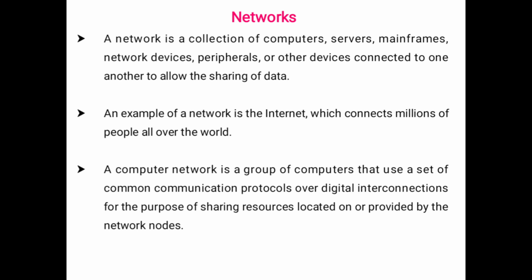So the next one is a network. A network is a collection of computers, servers, mainframes, network devices, peripherals, or other devices connected to one another to allow the sharing of data. An example of a network is the internet, which connects millions of people all over the world. A computer network is a group of computers that use a set of common communication protocols over digital interconnections for the purpose of sharing resources located on or provided by the network nodes.